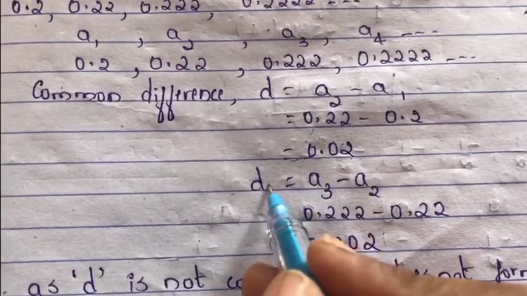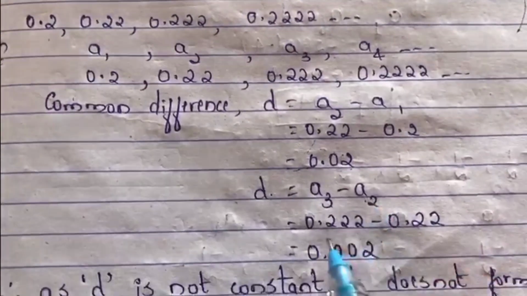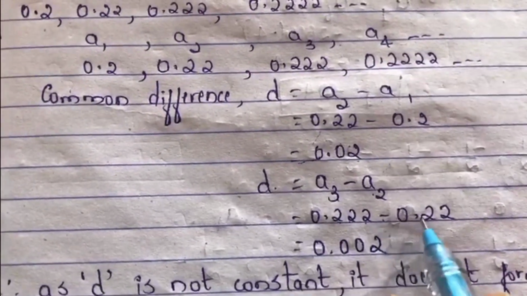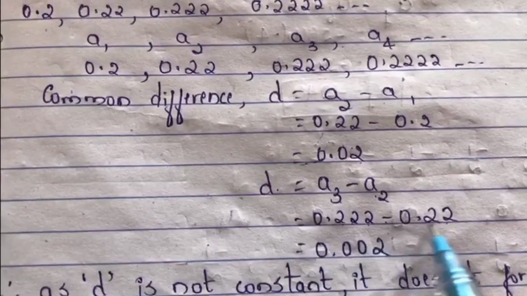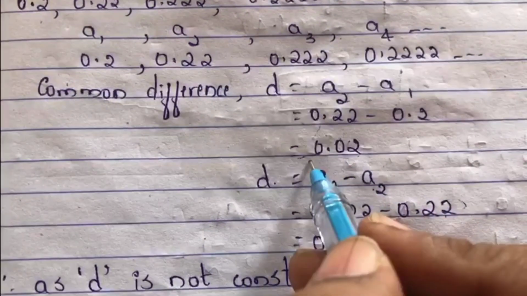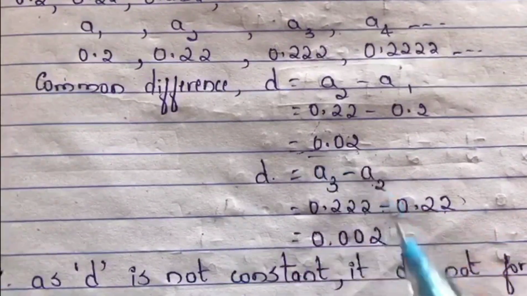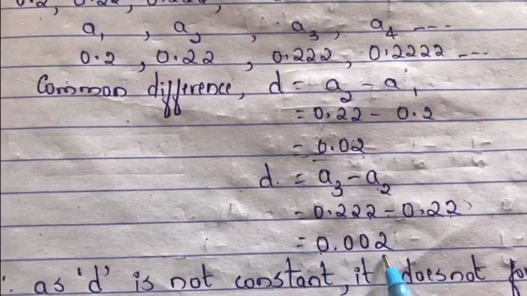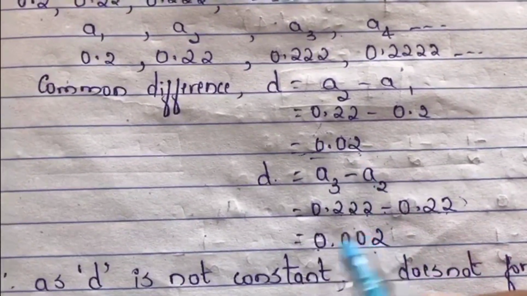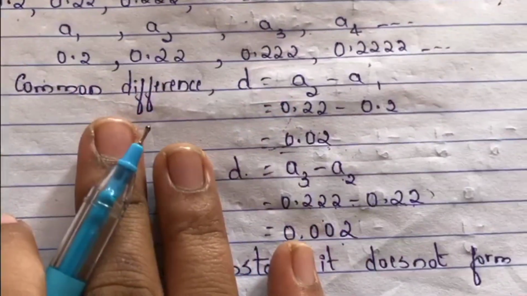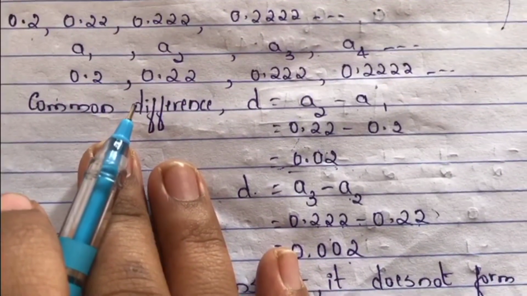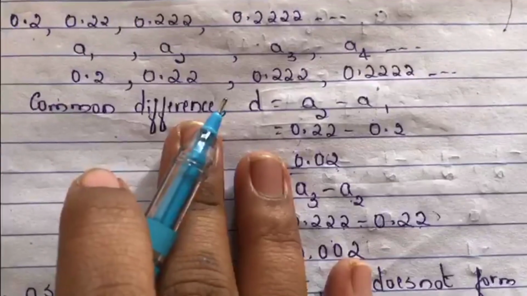Next, the common difference will be A3 minus A2. Here A3 is 0.222 minus 0.22. If we subtract it, we will get 0.002. You can see that the first common difference is 0.02 and the second one is 0.002. As D is not constant, it doesn't form an AP, and if it doesn't form an AP, there is no need to find the next 3 terms.